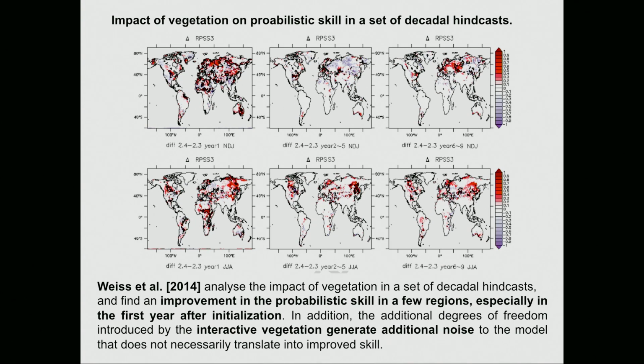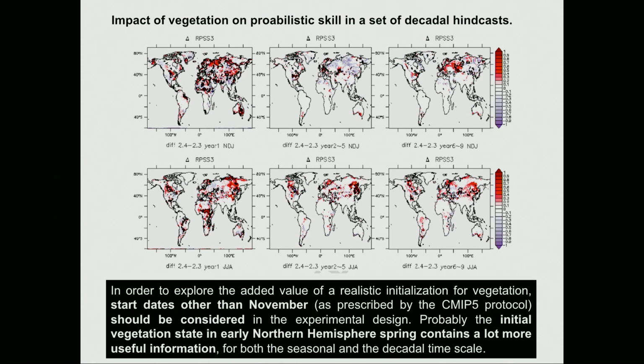But there are, as I say, after 1 year after the initialization, certainly more red areas, and particularly in the northern hemisphere. Here, there is an interesting point: in order to explore the added value of vegetation, someone should wonder whether initializing in November is the best time of the year to do so, particularly in the northern hemisphere.